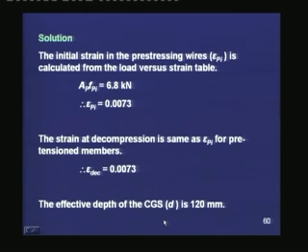In the solution, first we are calculating the initial strain in the prestressing wires, epsilon pi, to calculate the strain at decompression of the concrete. Since we know the initial load in each wire, we can calculate the strain from the given load versus strain table, and that strain has come out to be 0.0073. Since for a pre-tension member the strain at decompression is the same as epsilon pi, we can write that epsilon DEC is equal to 0.0073. That means given the prestressing force, we are able to calculate the strain at decompression, and this is a quantity which is known to us. We also know the depth of the CGS, which is equal to 120 millimeters.